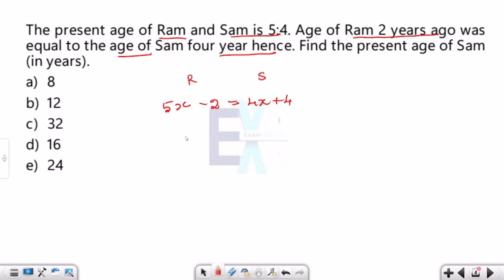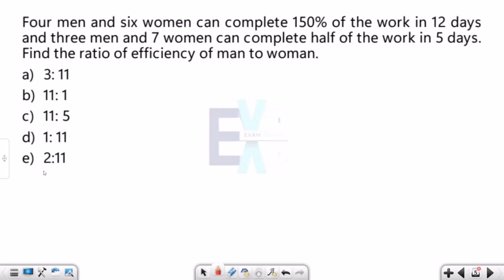Now based on this we'll be getting the value of x as 6, and what we need to do is find the age of Sam. So what is the age of Sam? This is the age of Sam. So what is 4 into 6? 24 years. So the answer for this particular question is 24 years. Okay, next one.